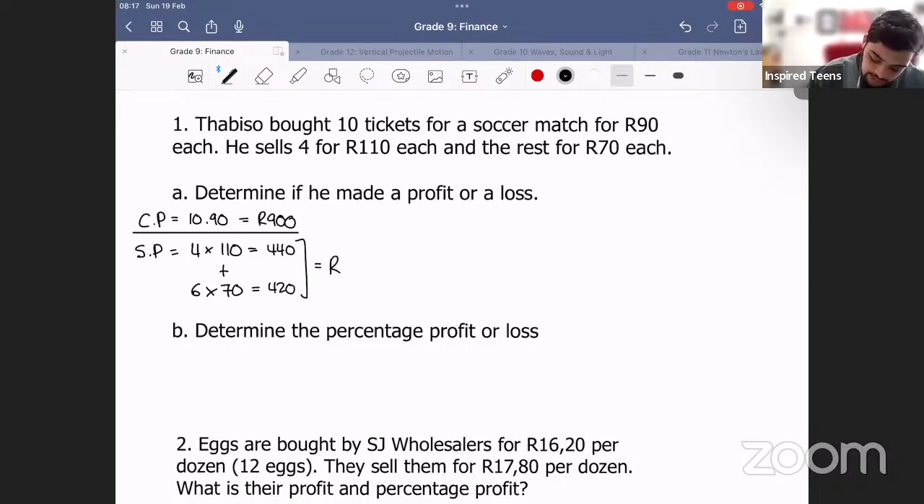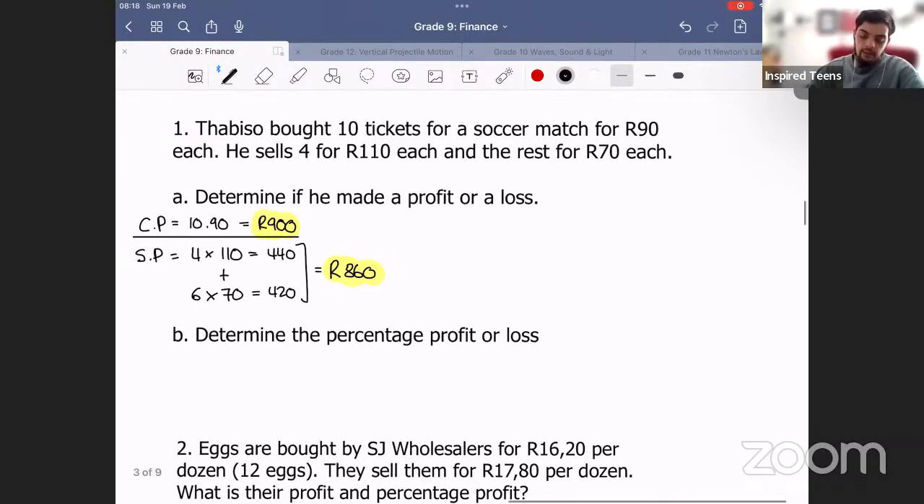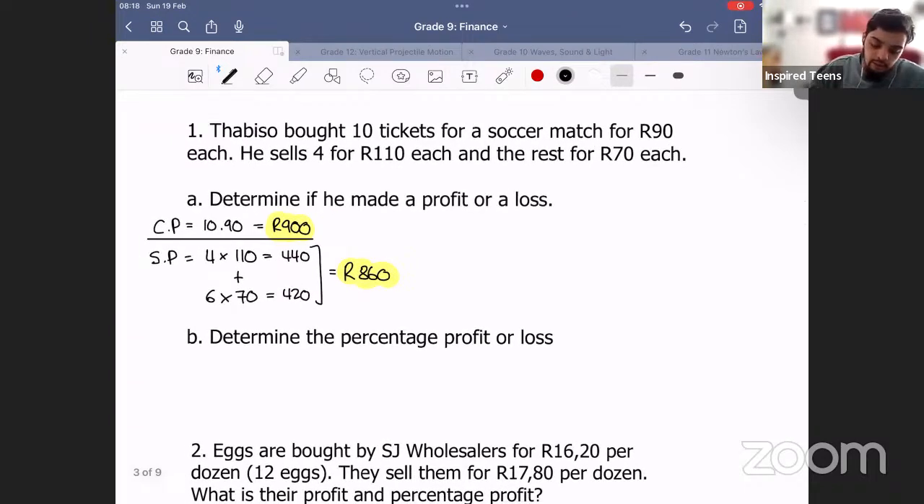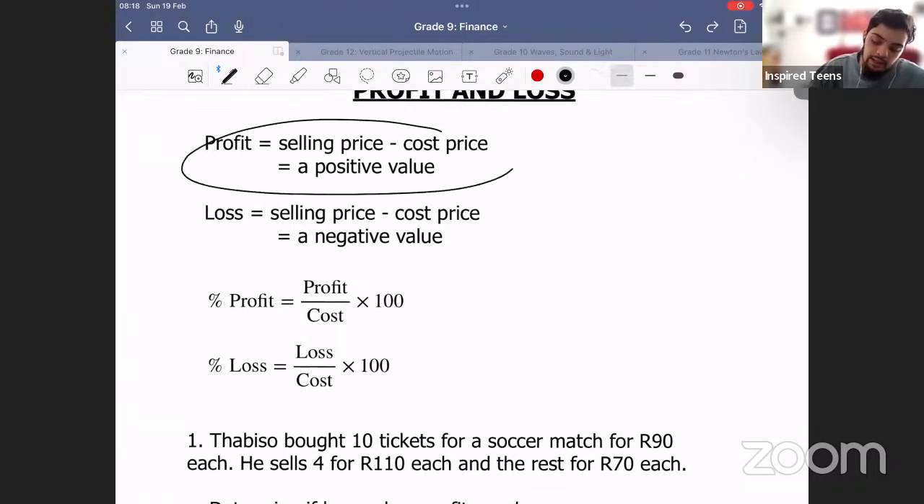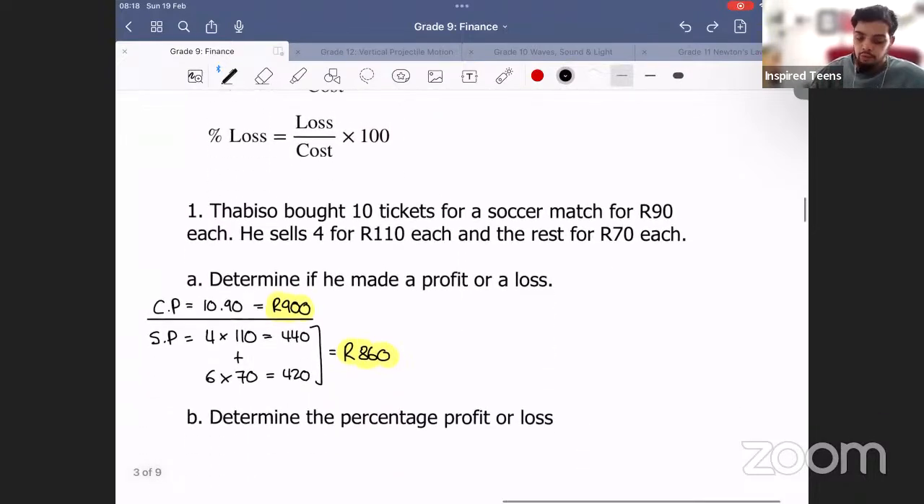His total selling price is 860 Rand. If I do make any calculation errors, please let me know. So his cost price is 900, but his selling price is 860. Basically here, they want us to determine whether he made a profit. In order to make a profit, when you say selling price minus cost price, it needs to be a positive value, because you need to sell goods for more than you purchased.